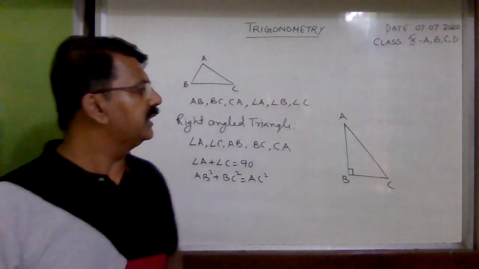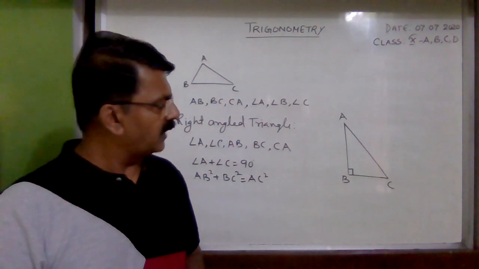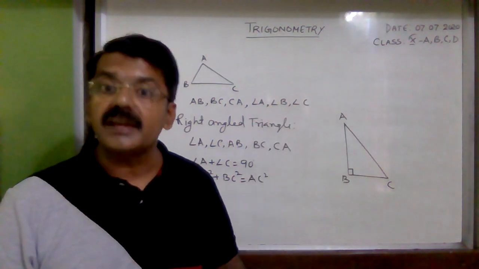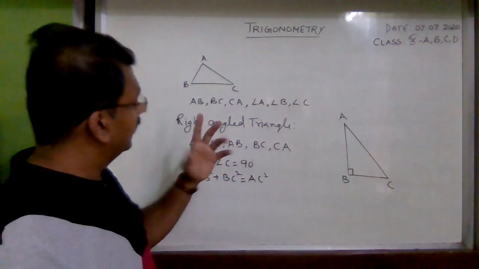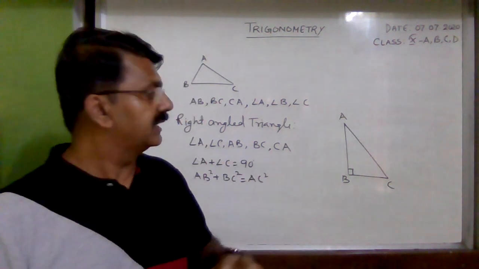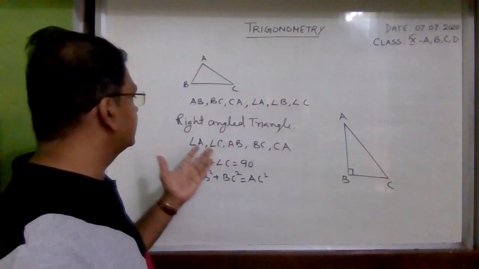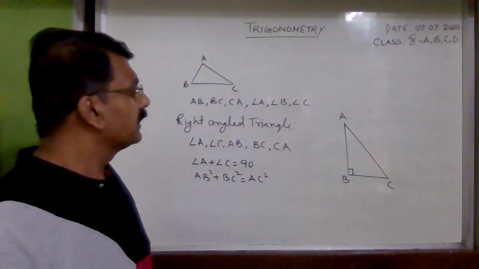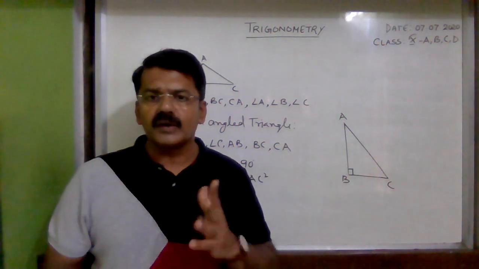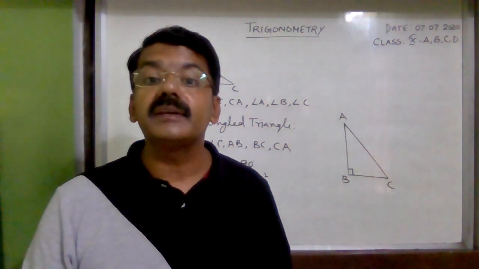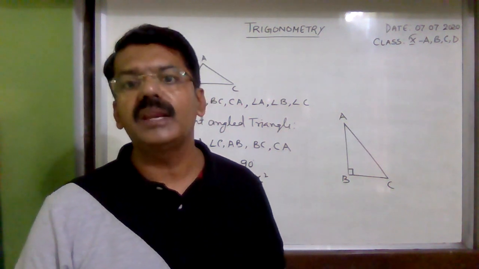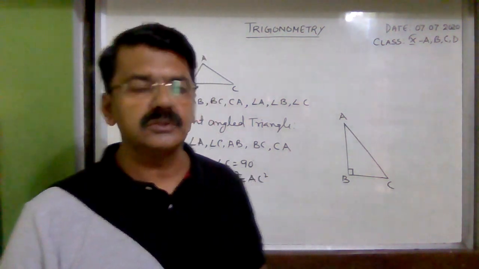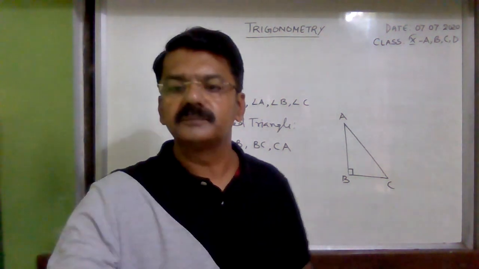But now we are interested in finding some relations between the sides and the remaining angles. Means any relation which relates the remaining angles of this right angle triangle and the sides. Now, for that there are few trigonometrical ratios. So first of all, I am going to tell you what are those trigonometrical ratios. So all of you pay attention.